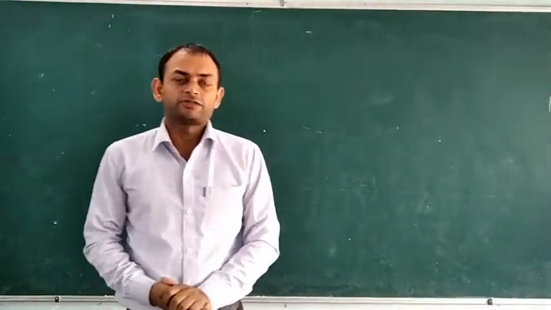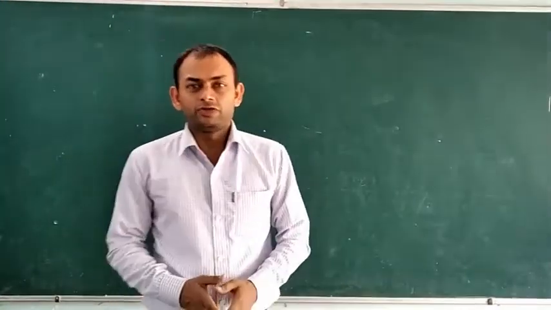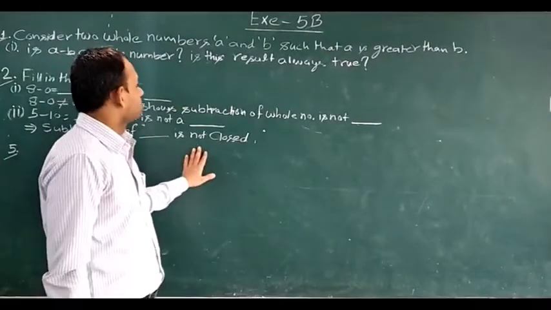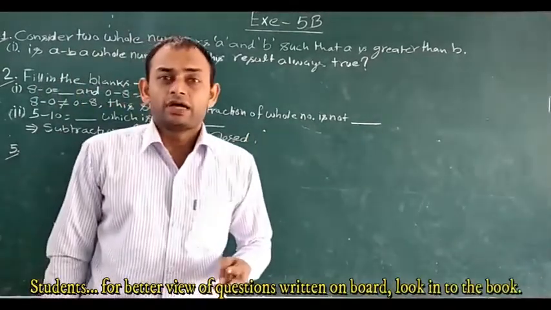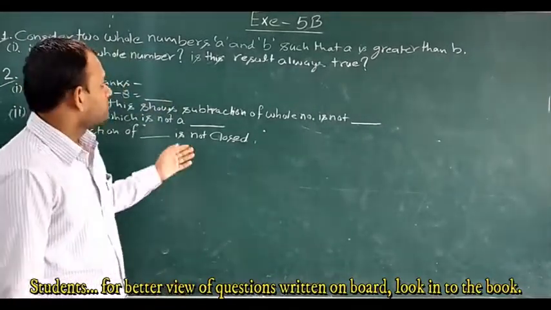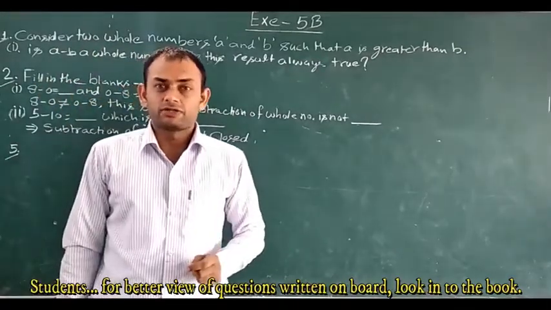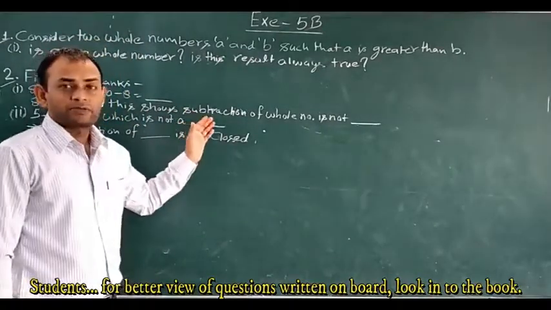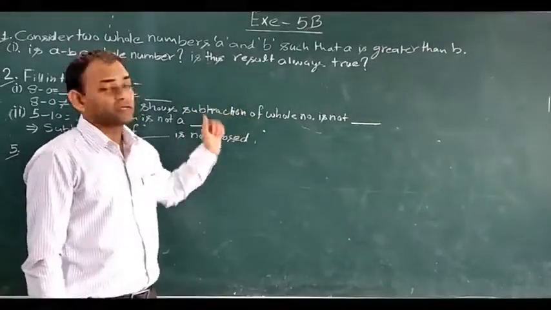In the last video, I made you understand exercise 5A, and in this video we will discuss exercise 5B. I would like to tell you here that properties like closure, associative, and existence properties do not apply in subtraction, except the distribution law of subtraction. So we will understand how these properties apply in this exercise.